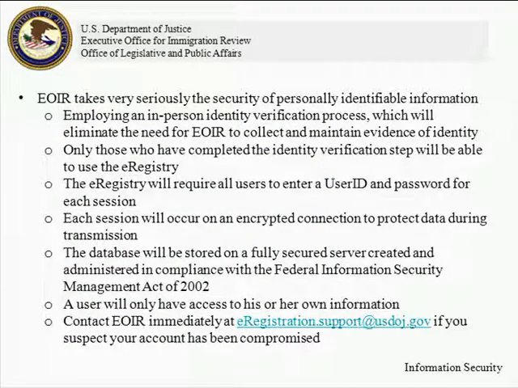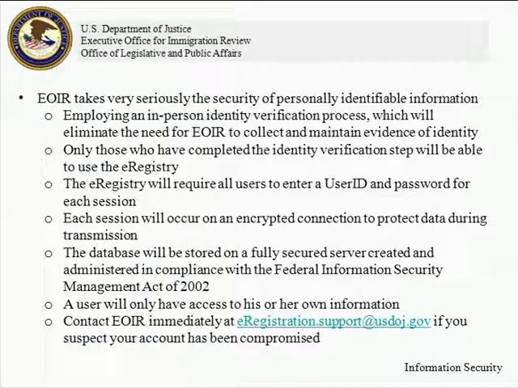Again, we talked a little bit about security of information. Doing the identity verification will eliminate the need for EOIR to collect and maintain evidence of identity. So in other words, we don't need to make copies of any of your photo identification. We just need to see that it's you and compare it to the system and know that we have the right person. When you go into eRegistry, you'll need to enter your user ID and your password for each session. So that is how your information will be kept secure.